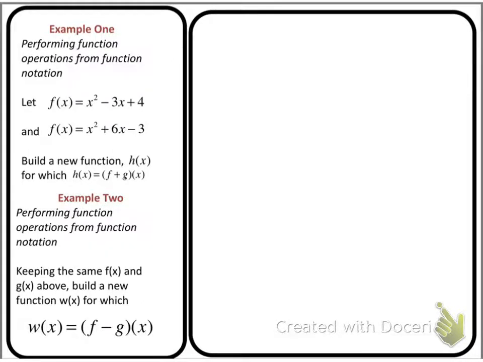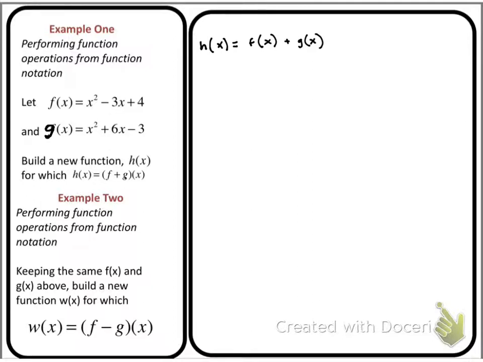So let's look at example number 1. Performing function operations from function notation. Let f of x equal x squared minus 3x plus 4, and g of x equal x squared plus 6x minus 3. So we're going to build a new function, and we're going to name this h of x. It is going to equal f plus g of x. So it's going to equal f of x plus g of x.